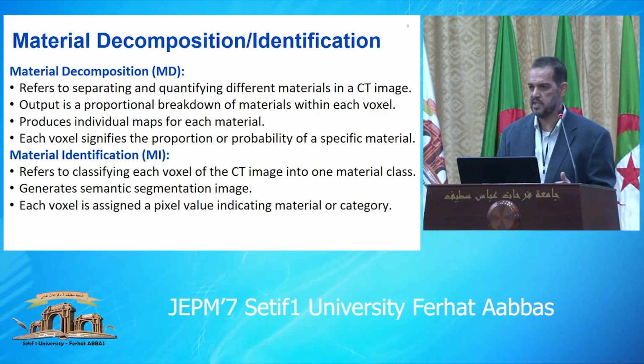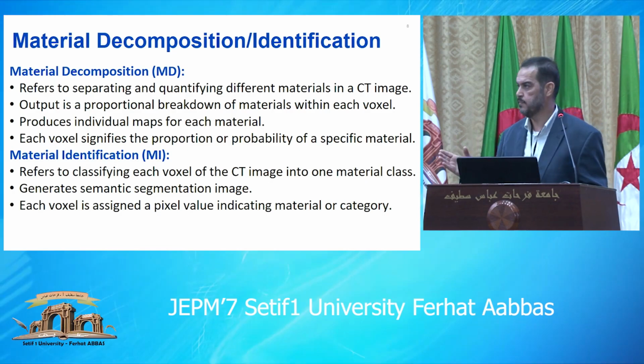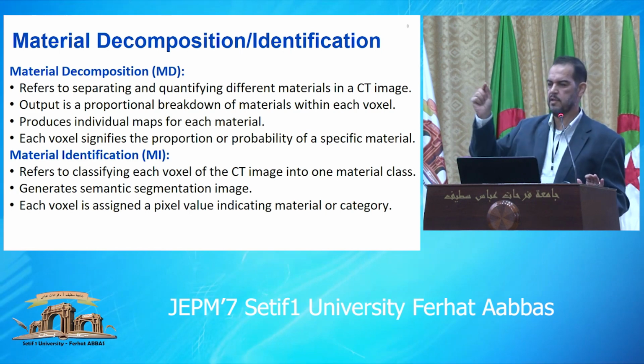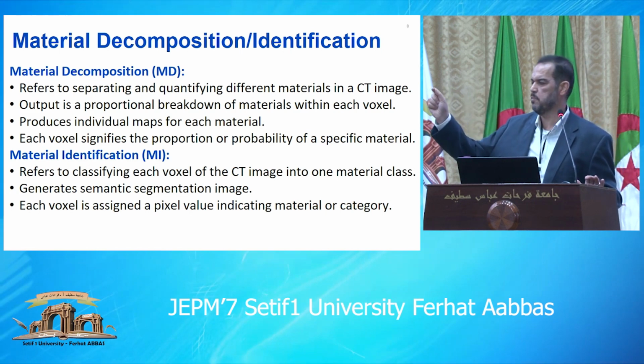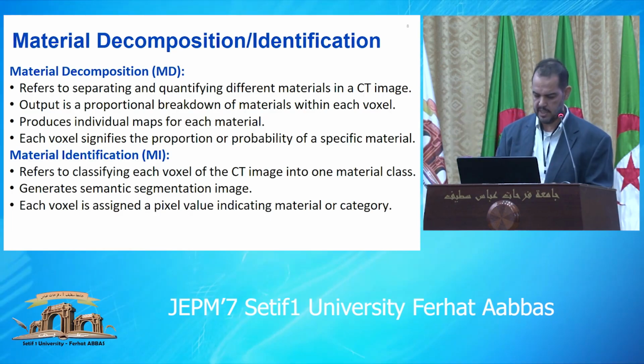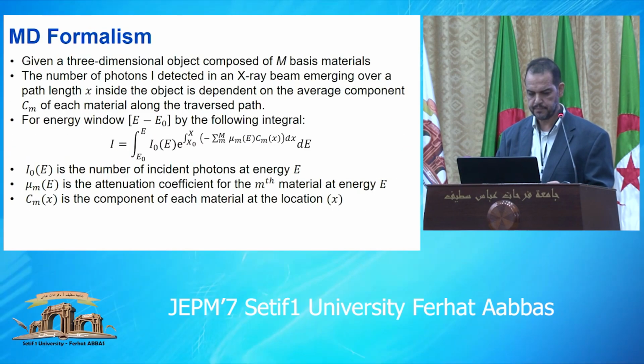However, material identification is just a classification problem. It's classifying each voxel of the CT image into one material class. So we have different materials, and we identify: this is water, this is iodine 6 milligrams per mil, this is iodine 8 milligrams per mil, and so on. So we will see how we can do either material decomposition or material identification.